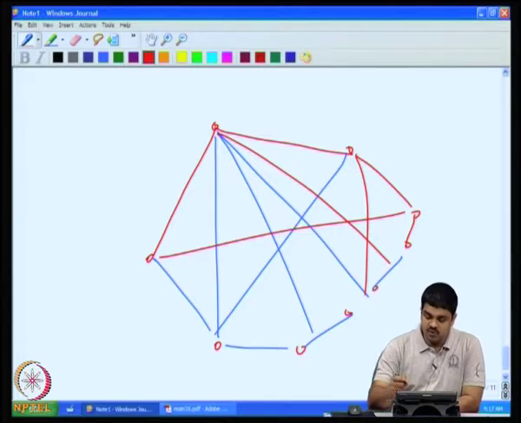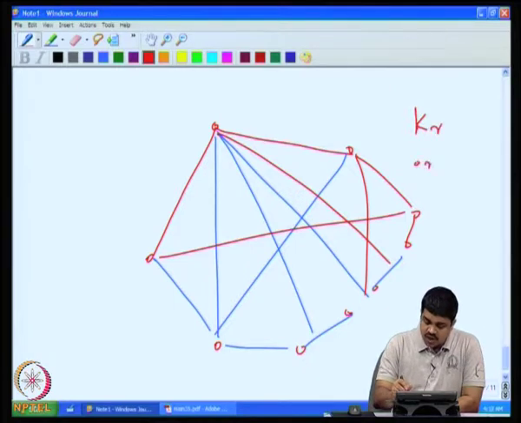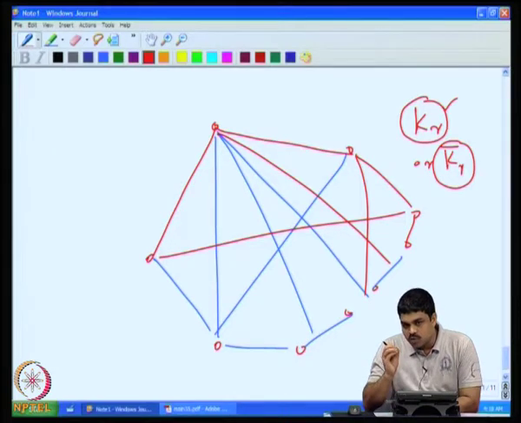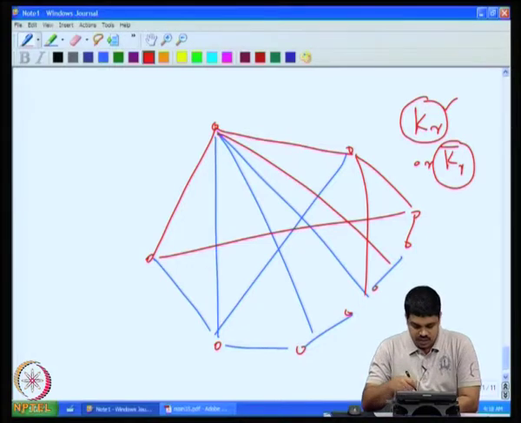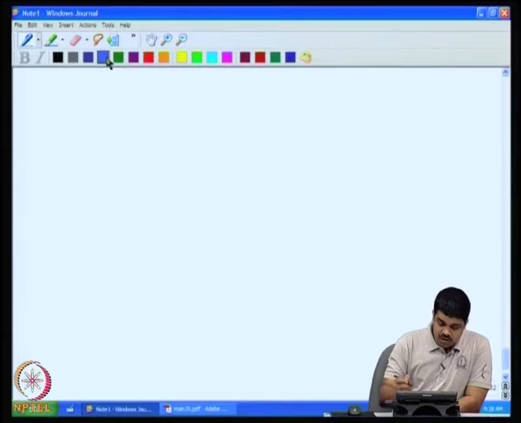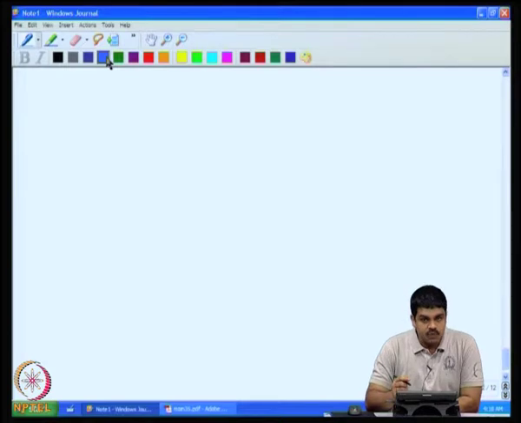And now, we can ask: is it always possible to find a K_r or a K_r bar, that means a complete graph on r vertices or an independent set on r vertices? With respect to the graph, we are taking a graph on n vertices and asking, whichever graph you take, can I always say that there is a complete graph on r vertices or an independent set on r vertices? In the coloring model, we are asking whether there is always a red clique on r vertices or a blue clique on r vertices.